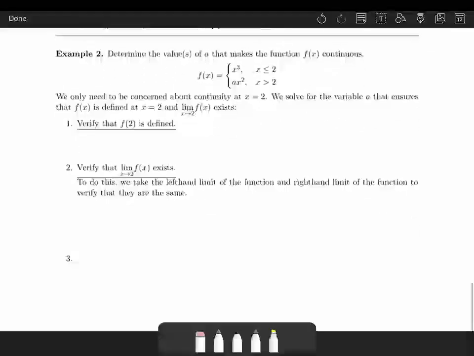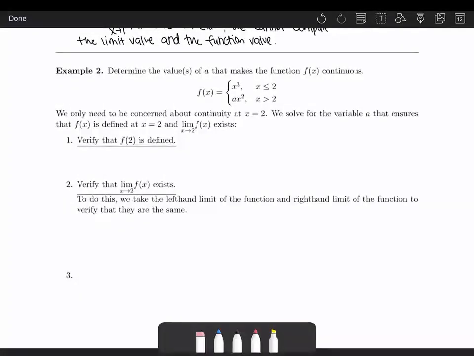In this last video, we're going to look at another piecewise function, and instead of determining where the function is continuous, determine a specific value of a that makes the function continuous. This a is a variable that defines part of our piecewise function. We want to find how we can define this function so that it is continuous. The two functions that define our piecewise, x cubed and ax squared, are both polynomial functions, so we don't have to worry about when those functions are continuous. We just need to worry about continuity where we change between them, which is at x equals 2.